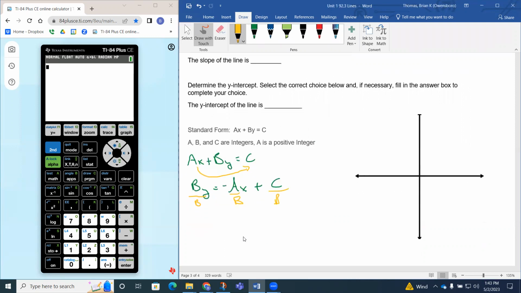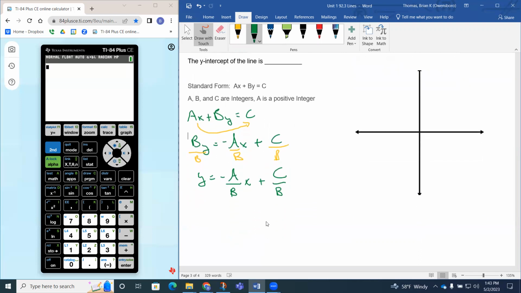In doing so, our equation becomes y equals negative a over b x plus c over b. So by doing so, we create a formula that says the slope of a line that's in standard form can be calculated by taking the opposite of a and dividing it by b. The y-intercept can be determined by using the constant and dividing it by b. So the c divided by the b.